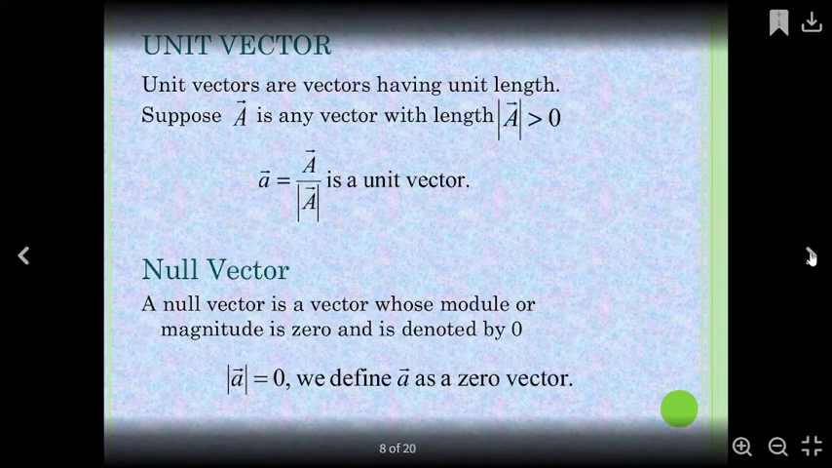Unit vector. Unit vectors are vectors having unit length. Suppose A is any vector with length mod of A greater than 0, then unit vector A is equal to vector A upon mod of A. Null vector. A null vector is a vector whose modulus or magnitude is 0 and is denoted by 0. Mod of A is equal to 0. We define A as a zero vector.